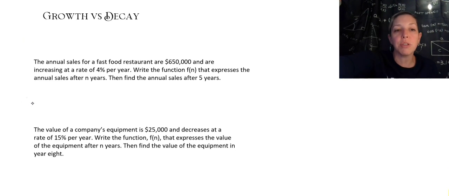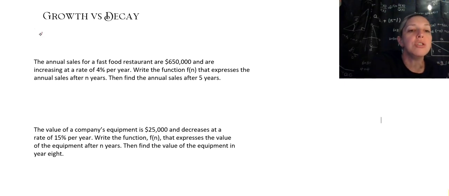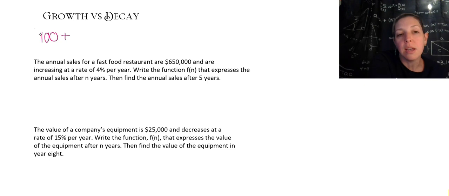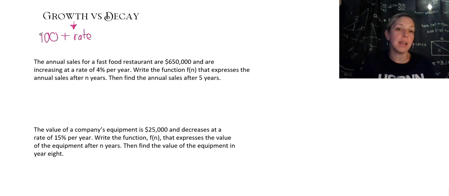Now, moving on to Module 13, growth and decay. One really important thing here, whenever you're doing growth means you have 100% of what you started with plus whatever your percentage of increase is. So when you're using that rate in your equations, you need to do 100 plus your rate. Again, this is for growth, and it's always going to be as a decimal.